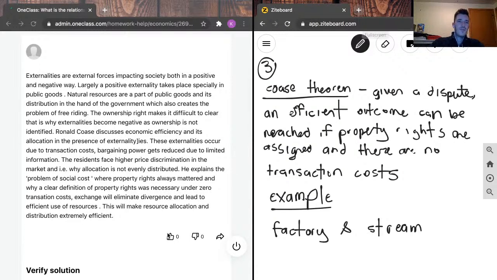Our junior tutor, I said that externalities are external forces impacting society both in a positive and negative way.